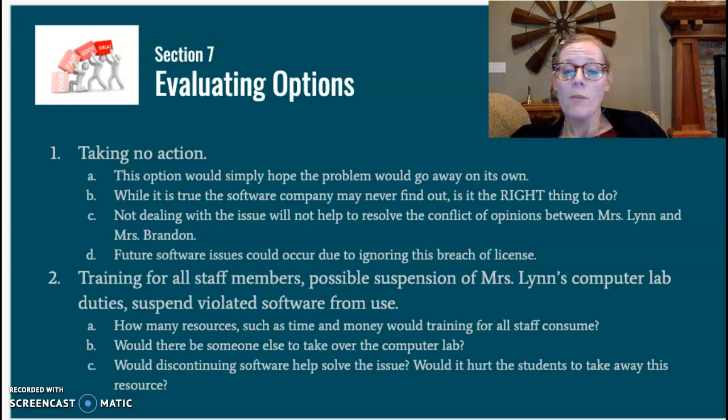The more comprehensive option: the training for all staff members, the possible suspension of computer lab duties, and also suspension of the violated software. I think some questions to ask in this case would be, how many resources would this take? How much time? How much money? Would this information be necessary for some of the teachers, or would it be a waste of resources? Would there be someone to take over the computer lab for Mrs. Lynn if she was suspended? Oftentimes, small schools don't have the staff, so this might not even be possible. And if you discontinued the use of all the software, would that be hurting the students? They didn't have any part of this, and we wouldn't want to hurt them.